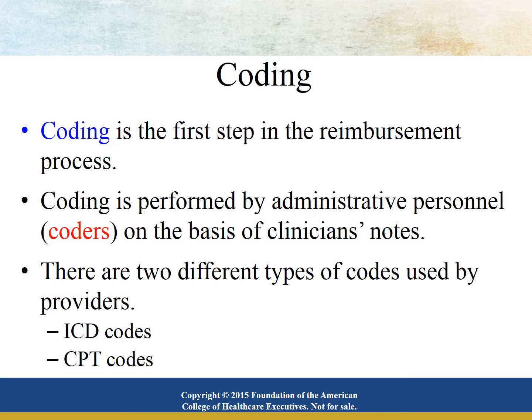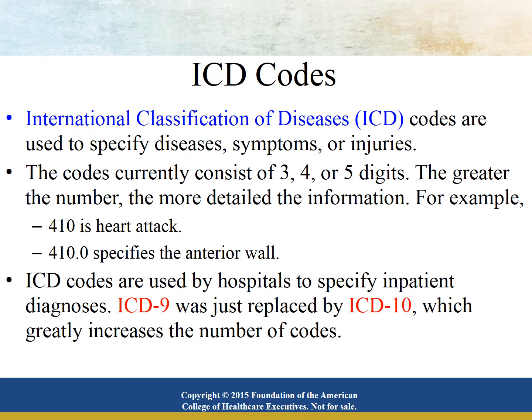There's two different types of codes used by providers, ICD and CPT. ICDs are the International Classification of Diseases. 3, 4, 5 digits. For example, 410 is a heart attack. 410.0, everything past the decimal says where the heart attack was, the anterior wall. ICD codes are used by the hospital, so we're specifying exactly what the inpatient was diagnosed with.